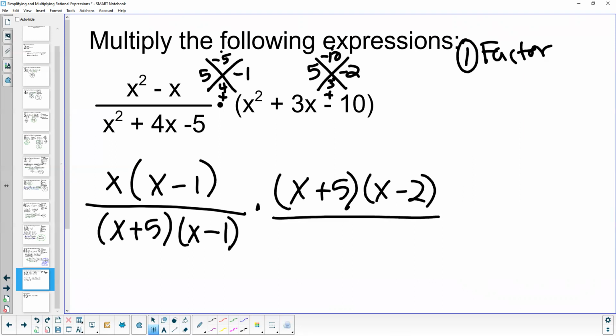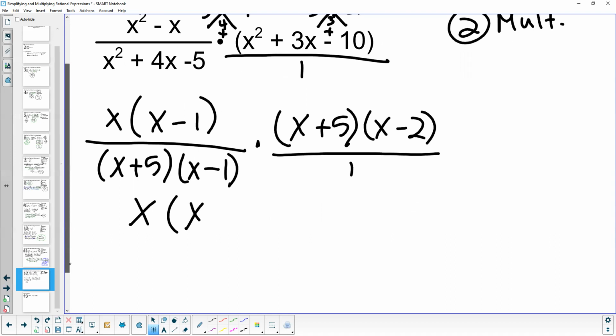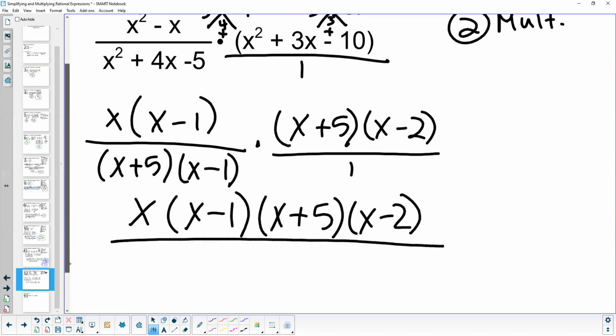And remember, that number on bottom there is just a 1. And anything times 1 is just itself. So then when we go to do our second step here where we multiply them, we need to combine those together. So we've got our x minus 1, our x plus 5, and our x minus 2. Awesome. And that's going to end up being all over x plus 5 times x minus 1 times 1, but anything times 1 is itself. So we just end up here.